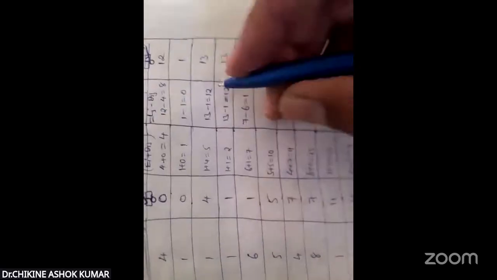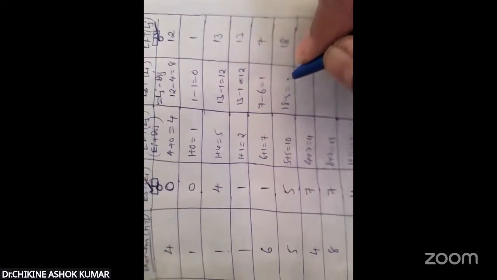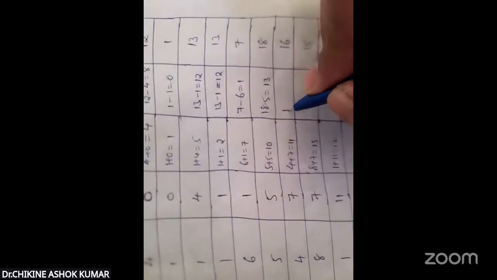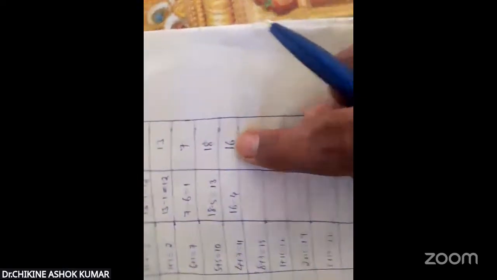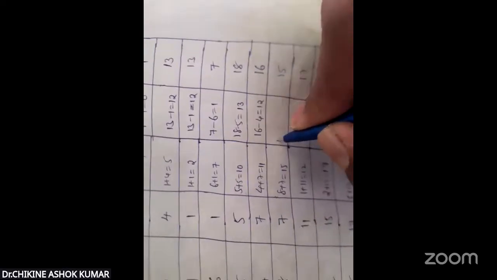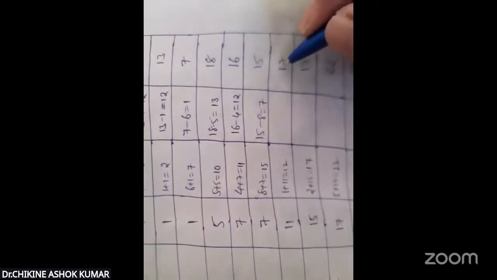18. 18 minus 5. This is 13. 16 minus 4. 16 is the LFT and the corresponding duration is 4. 16 minus 4 is 12. Next, 15 minus the corresponding duration 8. This is 7. 17, corresponding duration 1 hour. So this is 16. 17 minus 2. 15 hours.